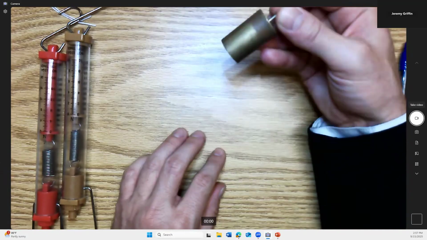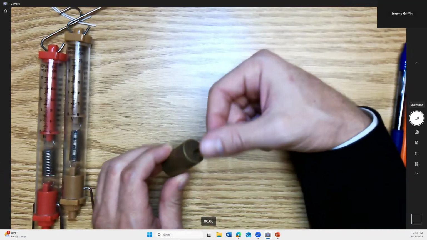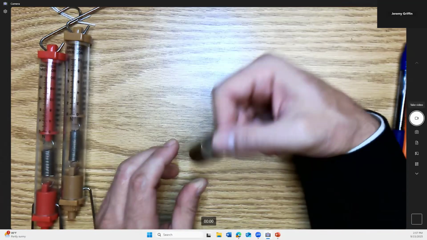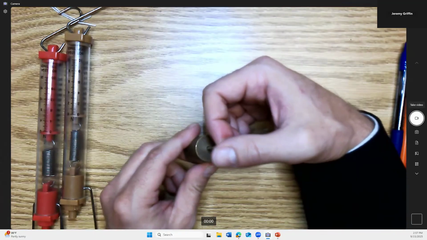You know what 1 Pascal is? It's one of these guys on 1 square meter. But what do you think? What's the Pascal again? 200? More. Oh, what's a Pascal?